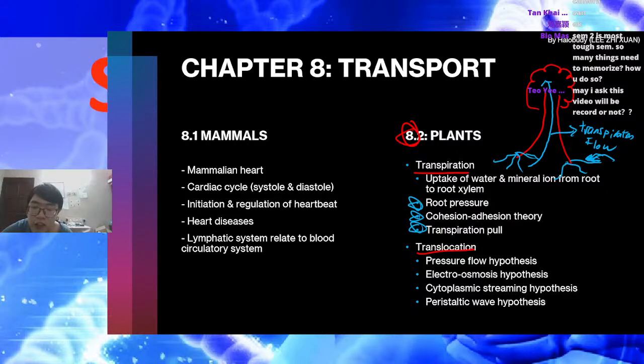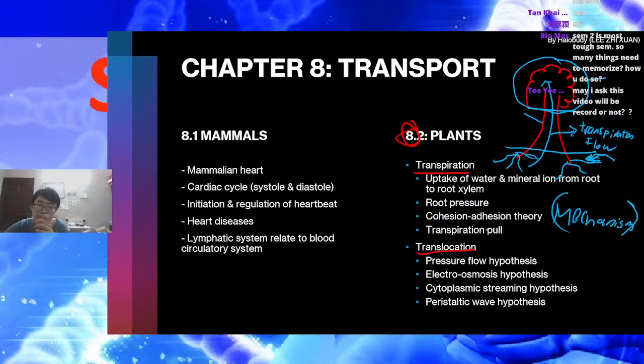Then for these three, I think you are already familiar with them: root pressure, cohesion and adhesion theory, and transpiration pull. You learned these in SPM, there are three processes. Root pressure is involved in the root. Cohesion and adhesion theory is involved in the stem. And transpiration pull is involved in the leaf. All of these are mechanisms. You have to learn and know root pressure, cohesion and adhesion theory, and transpiration pull. This is one big mechanism.